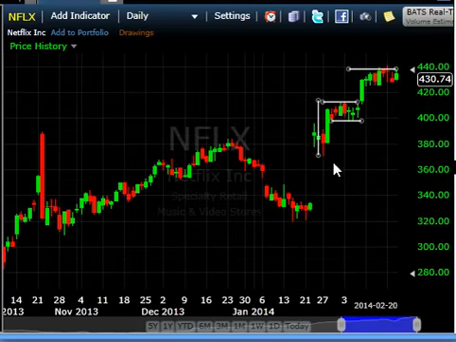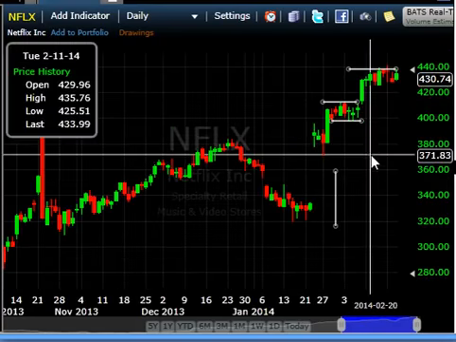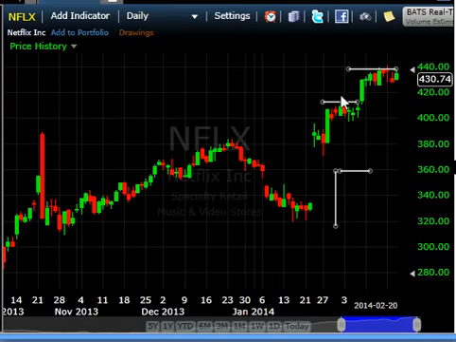So we're just looking for that flag setup, which is anytime we have a sharp move followed by a sideways pattern. Please note these can sometimes be angled down. That's fine. Sometimes even more so, like that. They can also sometimes be even slightly angled up. That you'll also see.